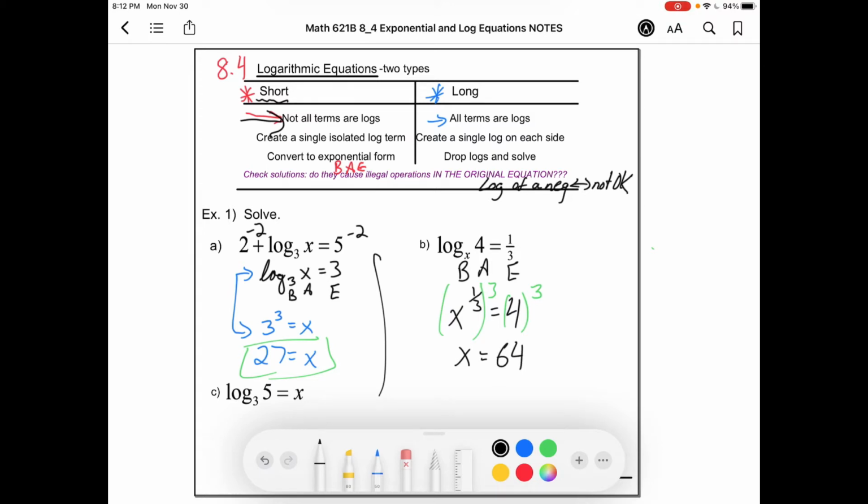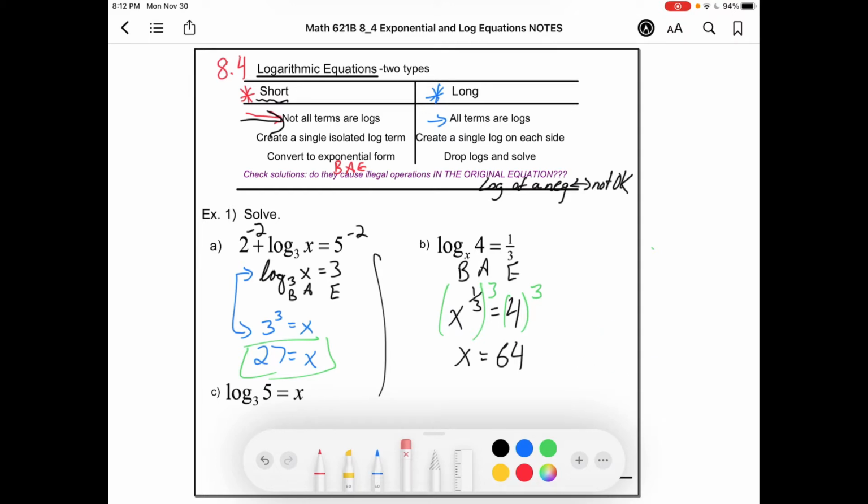Again, let me check this out. When I check, really I want to see what happens if I put in that 64. I'll have log base 64 of 4. Now, that really does work out to be a third, but the main thing is that that's okay. You can take the log base 64 of 4, and that's because you are taking the log of a positive number, and also the base is positive here. Okay, so it doesn't cause us any illegal operations.